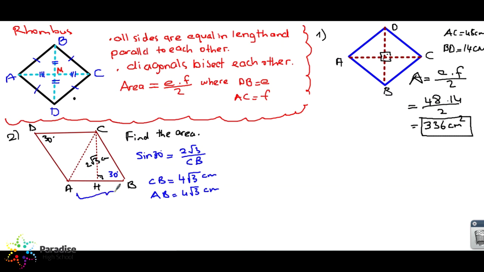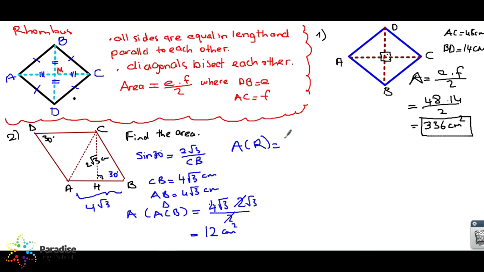So since we have found AB, 4 root 3, what are we going to do? How do you find the area of triangle ACB? Base times height divided by 2. We don't need a calculator. We can simplify the 2's, and then 4 root 3 times root 3 is 4 times 3, which is 12. 12 cm squared. This is the area of the triangle. So we have 2 congruent triangles in the rhombus. Therefore, the area of the rhombus will be equal to 12 times 2. That makes 24 cm squared.